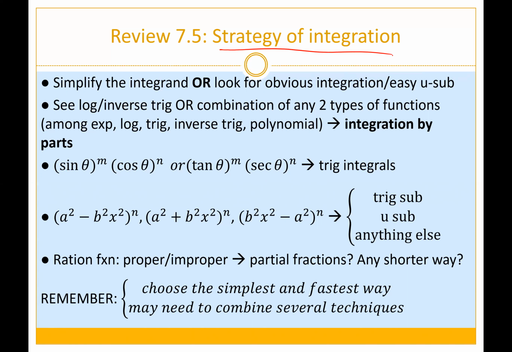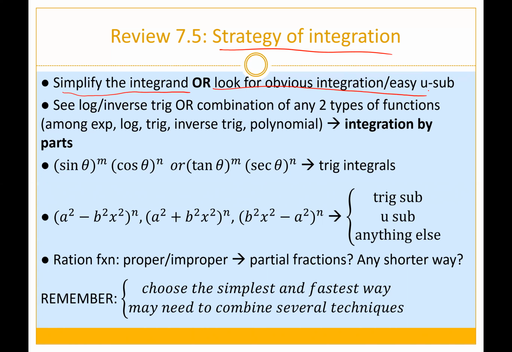As I say, this is hard because there are problems where you have to use more than one technique to solve it, similar to trig sub where you have to use trig sub at the same time as u sub. So the first step is to try your best to simplify the integral or look for the obvious integration. If you can see an easy one, use it. If you can simplify the algebra, do it.